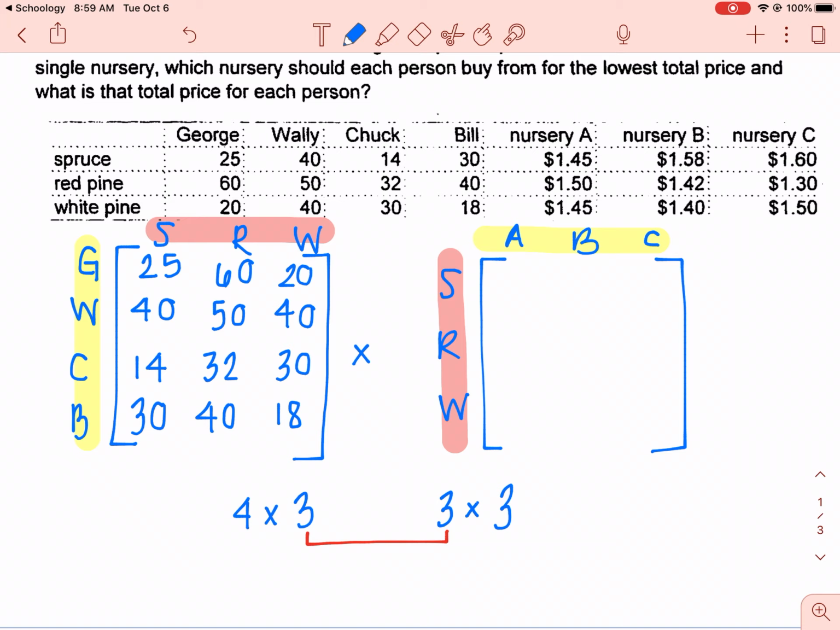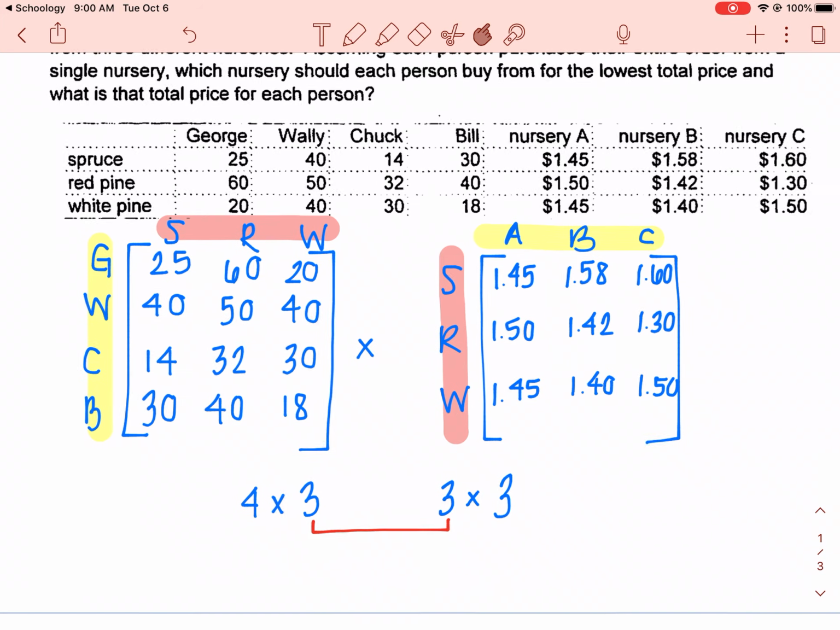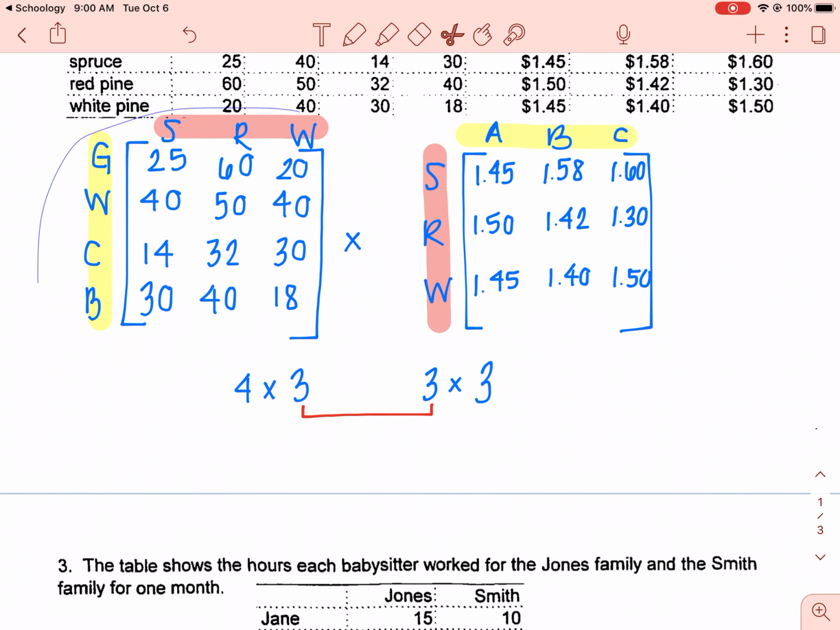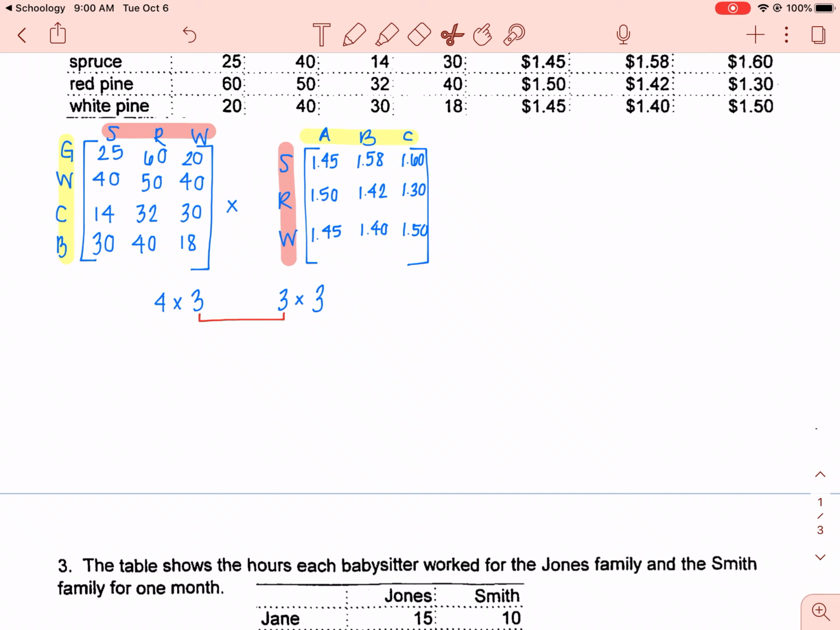My second matrix is comparing spruce, red pine, white pine with the nursery costs. This is 1.45 at nursery A, 1.5 at nursery B, 1.60. There we go. I wrote like a giant. I'm sorry, I'm gonna go a little bit smaller over here.